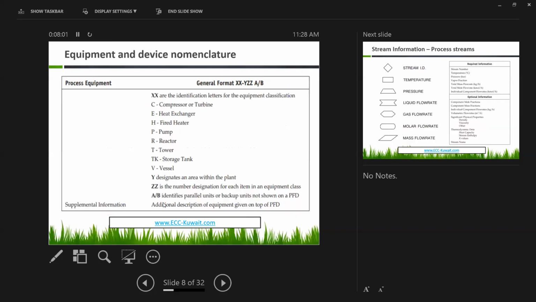This table we took in the last class. How we can give a name to each piece of equipment. For example, we use C for compressor or turbine, E for heat exchanger, H for fired heater, P for pump. You don't have to use only these examples. You can make your own based on your university standards or your company standards, etc.